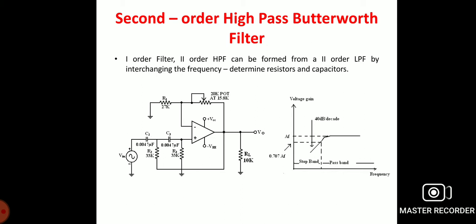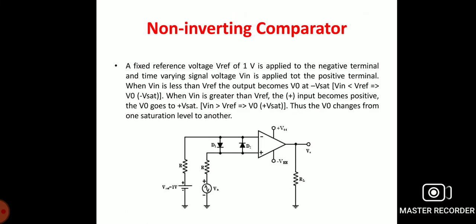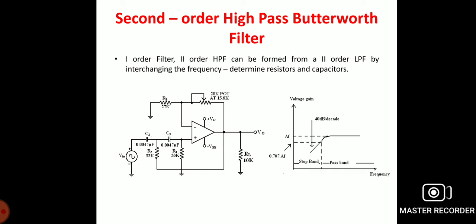The high pass filter can be formed from the second order low pass filter by interchanging the frequency-determining resistance and capacitance. We can see the second order high pass Butterworth filter. In this method, the operational amplifier is connected with feedback through the load resistance, interchanging the 10 kilo ohm resistors, and the feedback is fed from the operational amplifier output V out to the input through R1 and R2.